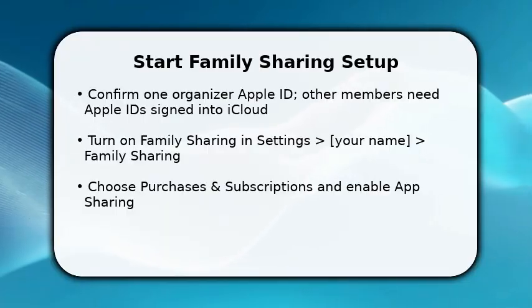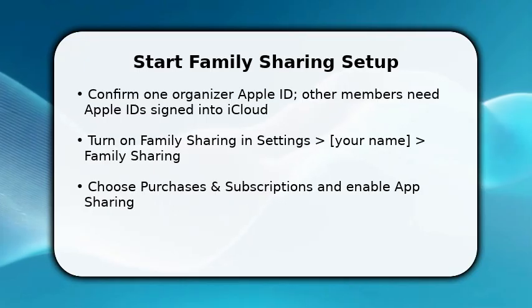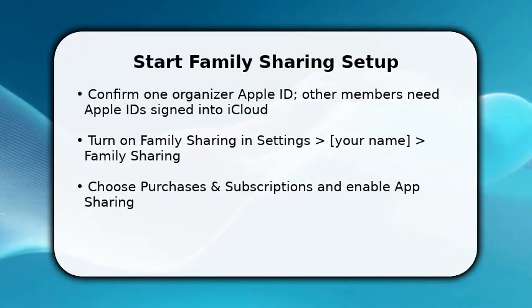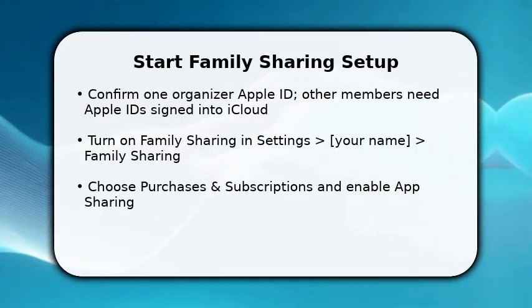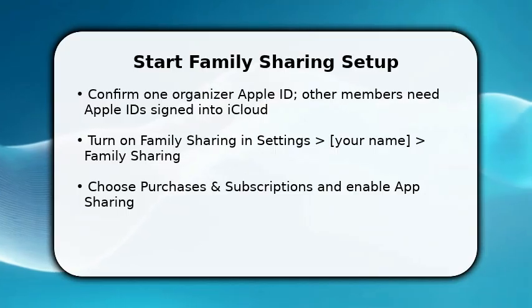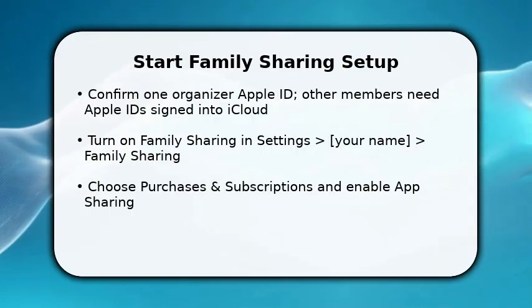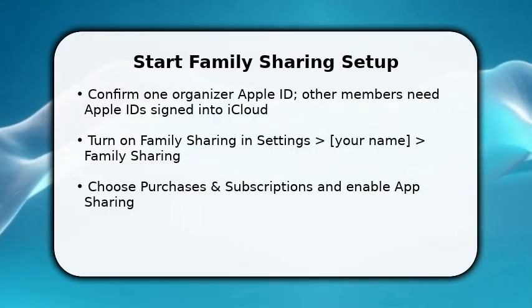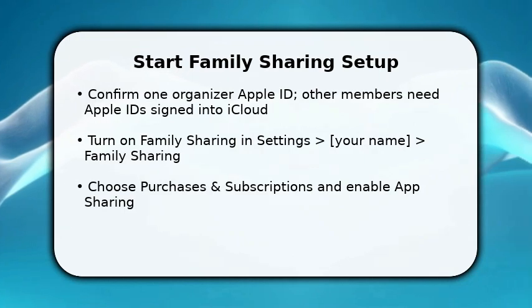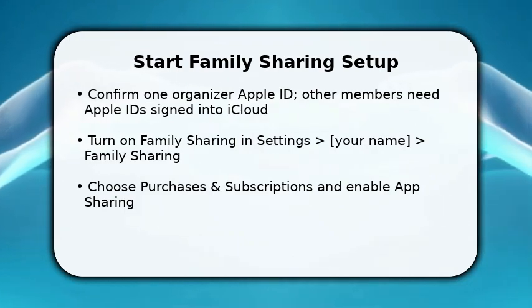You begin by making sure one person acts as the organizer. This centralizes billing and permissions. Once you confirm everyone has an Apple ID and is signed into iCloud, open settings and tap your name, then family sharing. Enable purchases and subscriptions and toggle app sharing so apps purchased by the organizer are eligible. You do this now because it establishes access and billing rules up front, preventing permissions issues later. Make sure to invite members using their Apple ID so they show in the group.